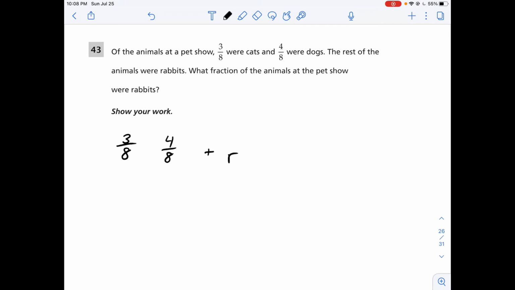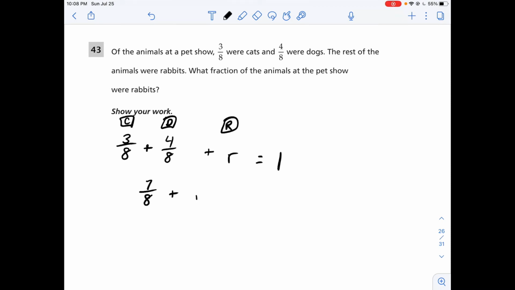Now, those are the only animals that were there. Cats, dogs, and rabbits. So the total of this has to equal 1 whole. Well, so we can add this up. So we know that 3/8, which are the cats, plus 4/8, which are the dogs, plus the rabbits has to equal 1 whole, because those are the only animals that were at the pet show. So 3/8 plus 4/8 is 7/8.